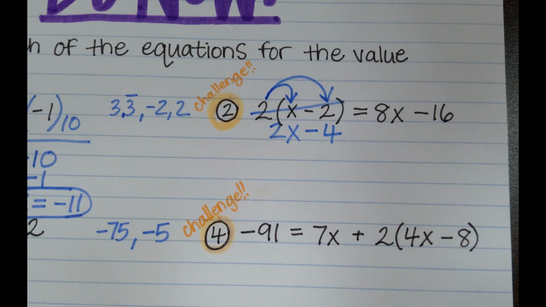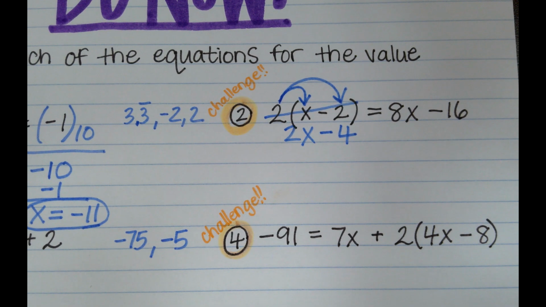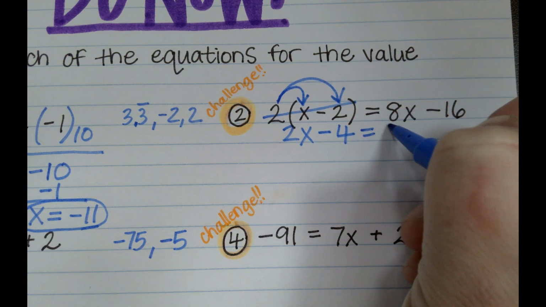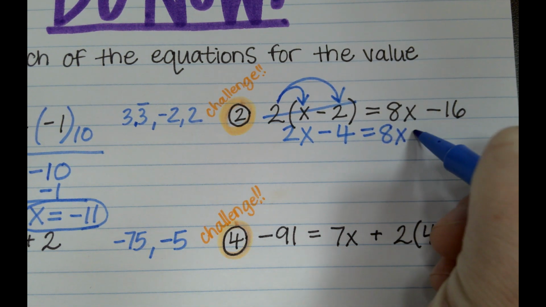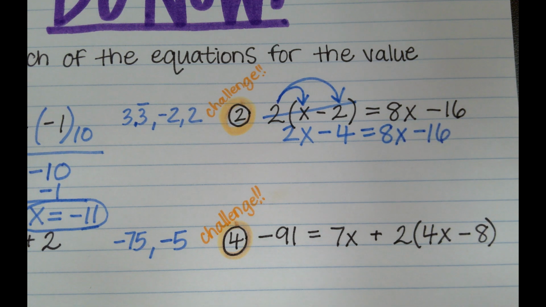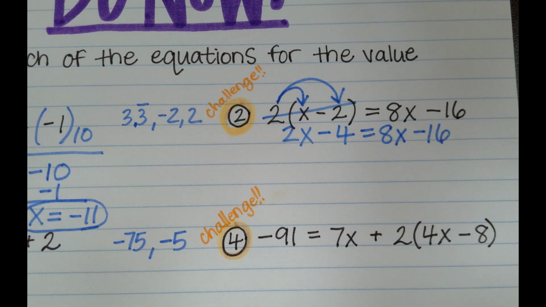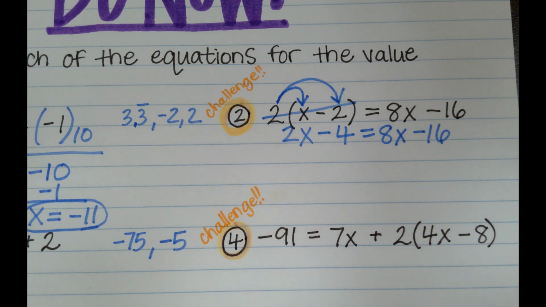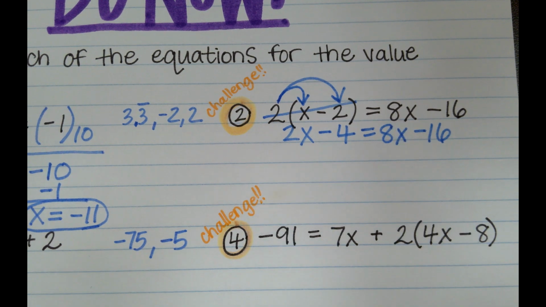We distributed. What do I need to do next? Bring down the. Yeah, we're just going to bring everything down. Equals 8x minus 16. So now we have a new equation. Whenever we have variables on both sides of the equal sign, what do we need to do first? We're going to combine them. We need to put our x's together. We need to make sure that it's all on one side.